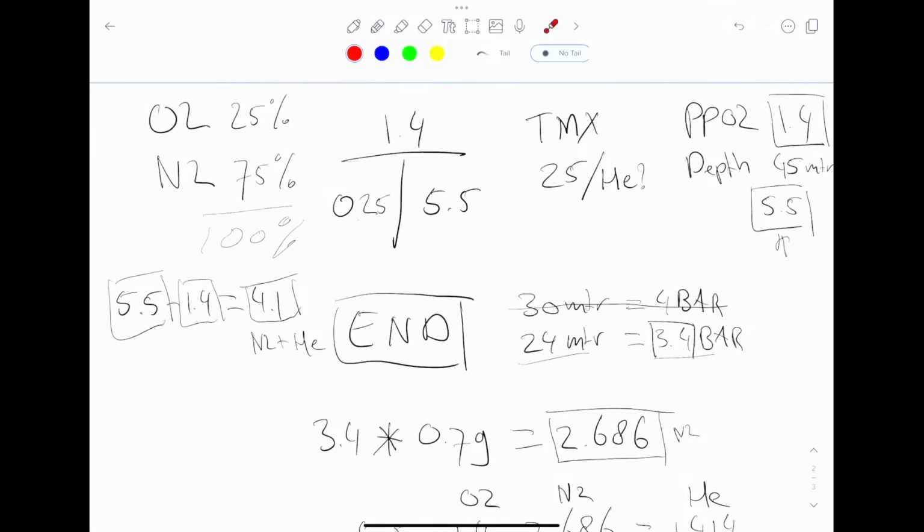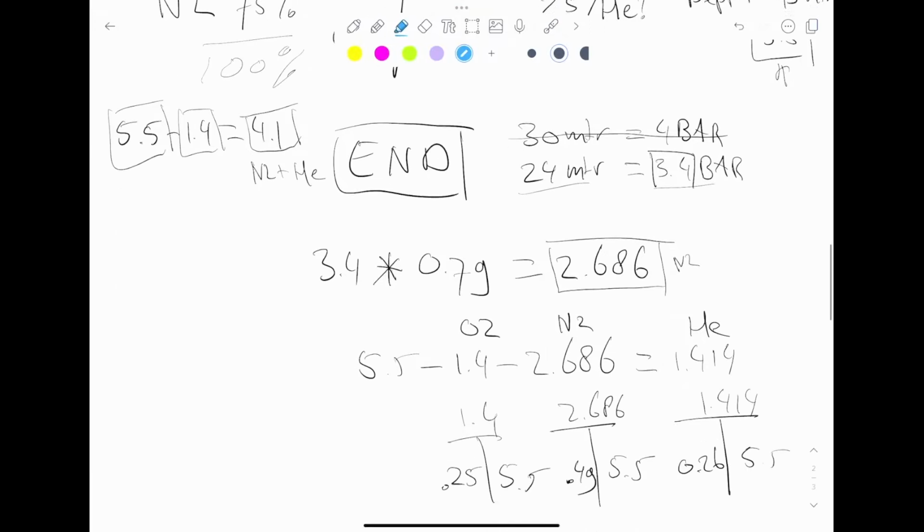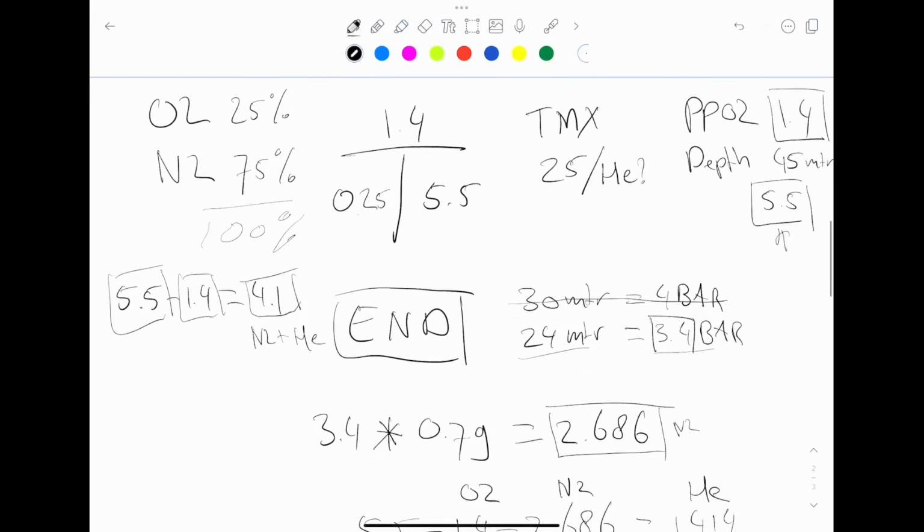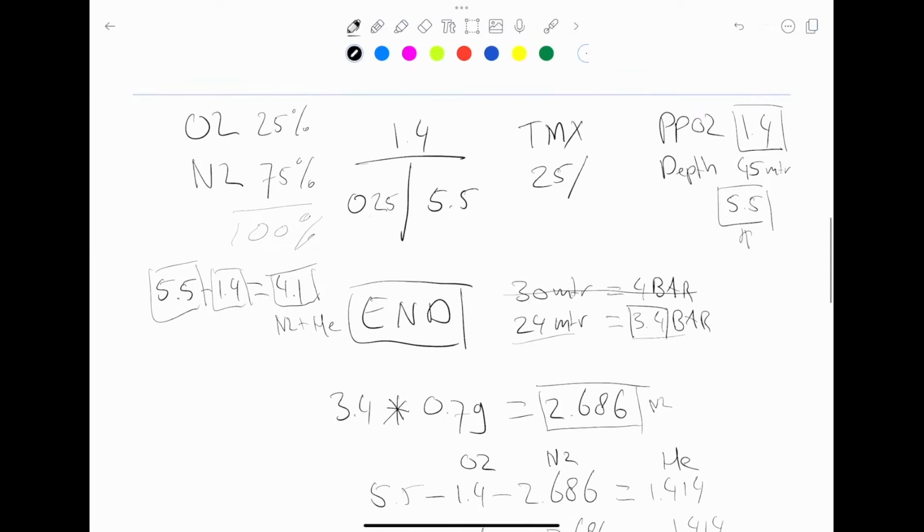So here is the number that we were looking for. We have here the gas that we need. We never write down the nitrogen, but I just wanted to show you how to calculate it. So our gas is going to be the best mix based on an equivalent narcotic depth of 24 meters: 25/26. And that's our Trimix.